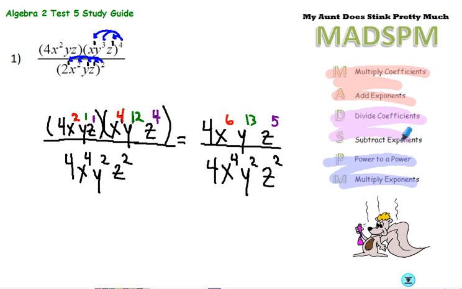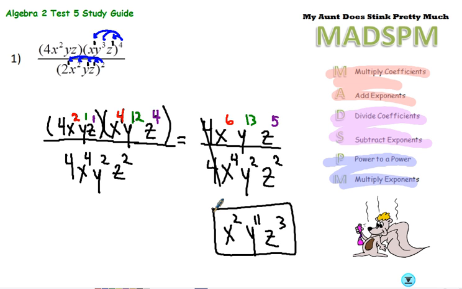So the last part of that is that when you divide, you're going to subtract the exponents. Now 4 divided by 4, those two things would cancel each other out. So the 4's would cancel each other out. And then what you would say with the x's is, well, 6 minus 4, which would be 2. 13 minus 2, which would be 11. And then 5 minus 2, which would be 3. So for your final answer, you'd have x squared, y to the 11th, z cubed.